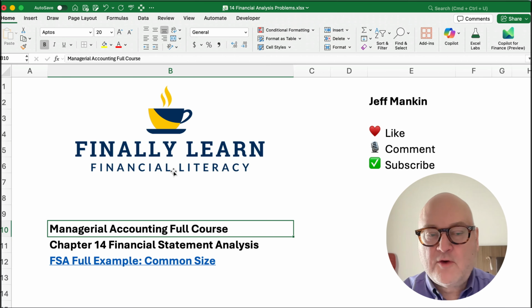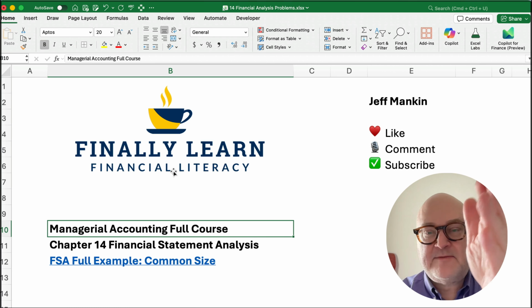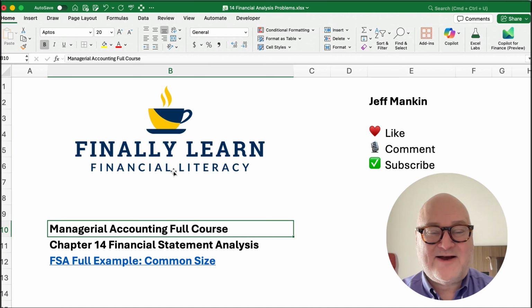We're working on the full course of managerial accounting. We're in our chapter 14 called financial statement analysis. Now this could be at the end of a financial accounting sequence or at the beginning of a managerial accounting sequence. Regardless, in financial statement analysis we have several things that we're going to do. We're going to do common size ratios and we'll do all the financial ratios. Common size financial statements with an income statement and a balance sheet. So this video is on common size financial statements.